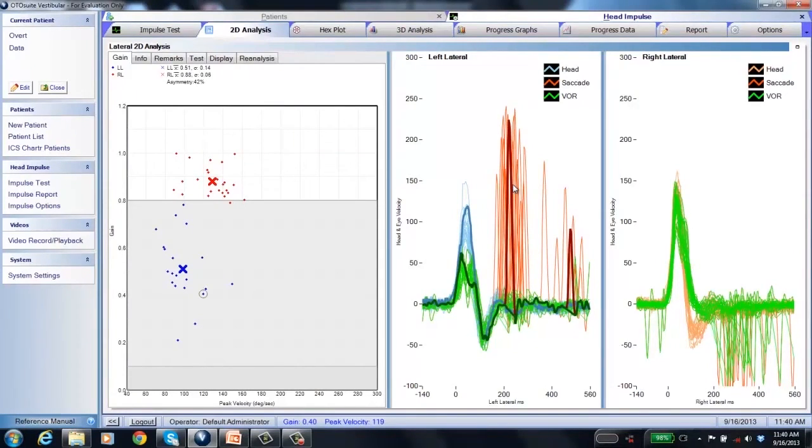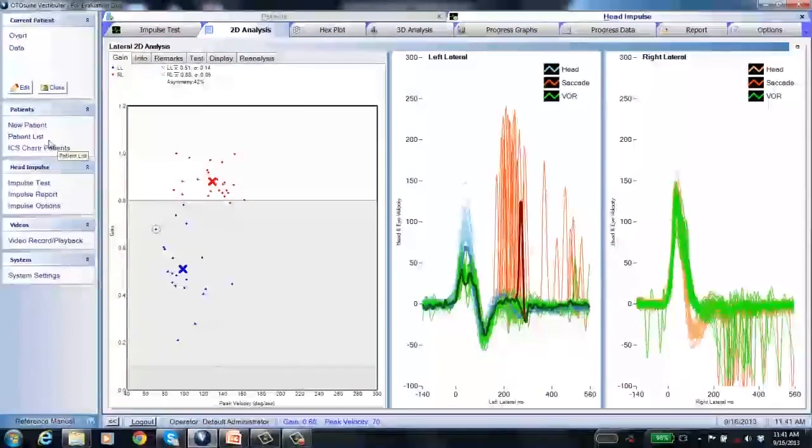So if I see here, this is one impulse, the blue is the head, the green is the VOR, the red is the spike, and over here where the gain point is circled, that's the gain for that one trace. So I can search through all of these independently, but you can easily see that those catch-up saccades happened after the head stopped, and so those are overt catch-up saccades. If we look over here on the right, all these downward spikes are actually spontaneous nystagmus. Okay, but the right side is normal.